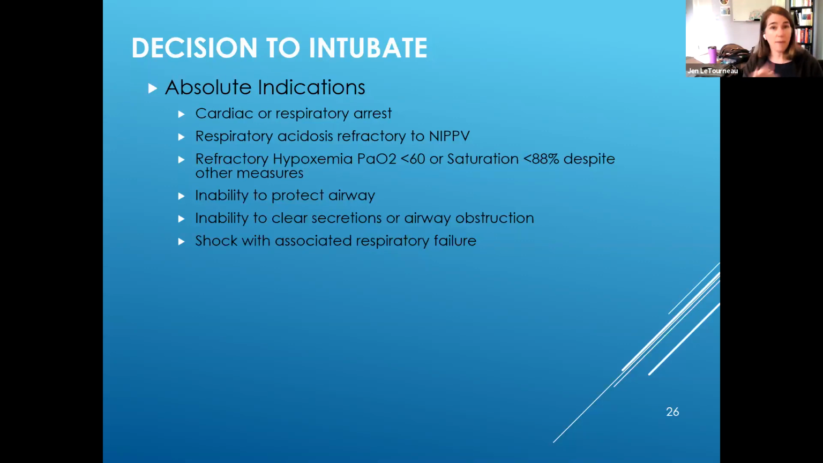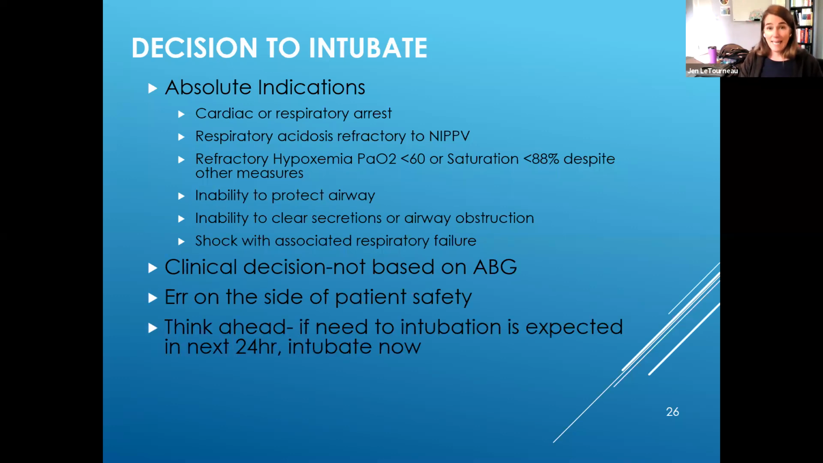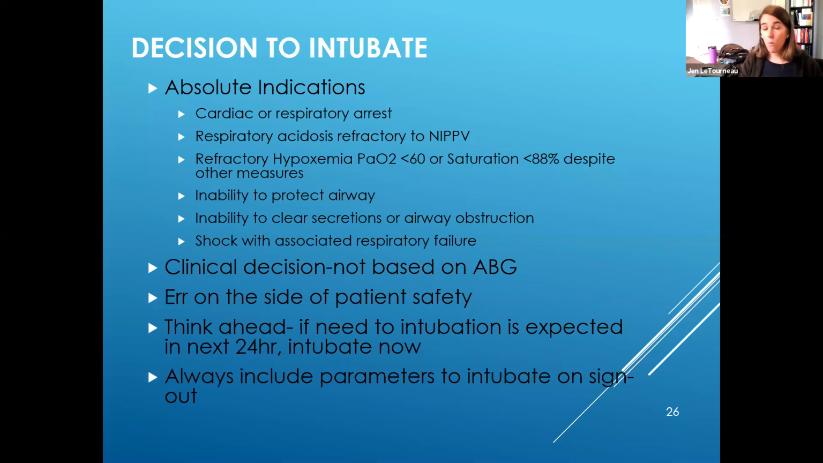People have refractory hypoxemia, despite the fact that we've used our other non-invasive measures. If they can't protect their airway, if they have a lot of difficulty with clearing secretions, or there's an obstruction of their airway, or shock associated with respiratory failure. So those are definite indications to intubate. It's a clinical decision. It's not based on the blood gas. And you should always err on the side of patient safety. Always think ahead. If need to intubate is expected in the next day, you should really think about if you're going to intubate now.